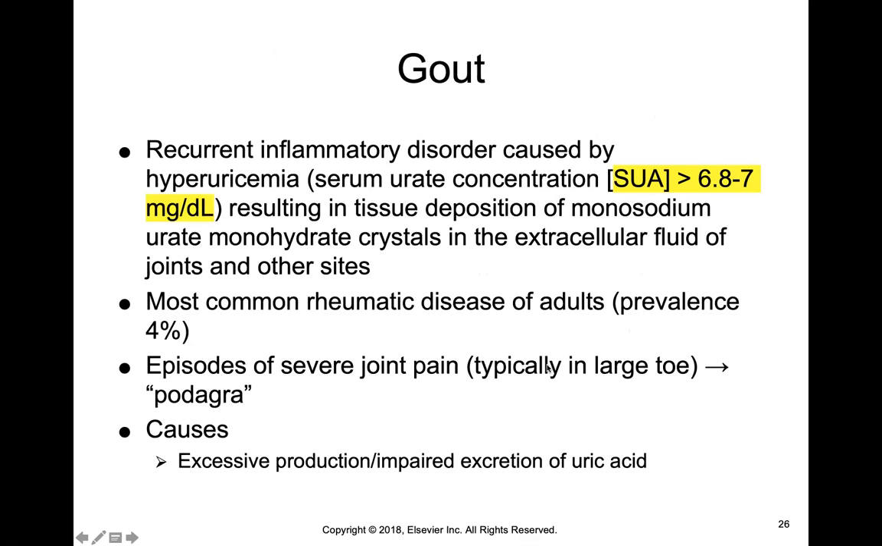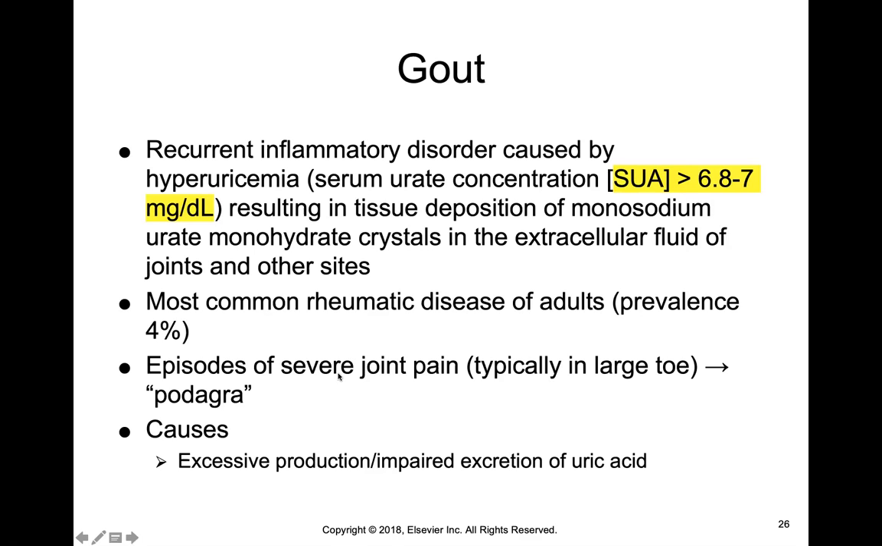Okay. So gout is a recurrent inflammatory disorder caused by hyperuricemia, and this would be a serum uric concentration greater than 6.8 to 7. And the problem with gout is that it can lead to tissue deposition of monosodium urate monohydrate crystals in the extracellular fluid of the joints and other sites. It is the most common rheumatic disease of adults, and there are some episodes of severe joint pain, and it's typically in the large toe. When patients suffer this, we call that podagra.